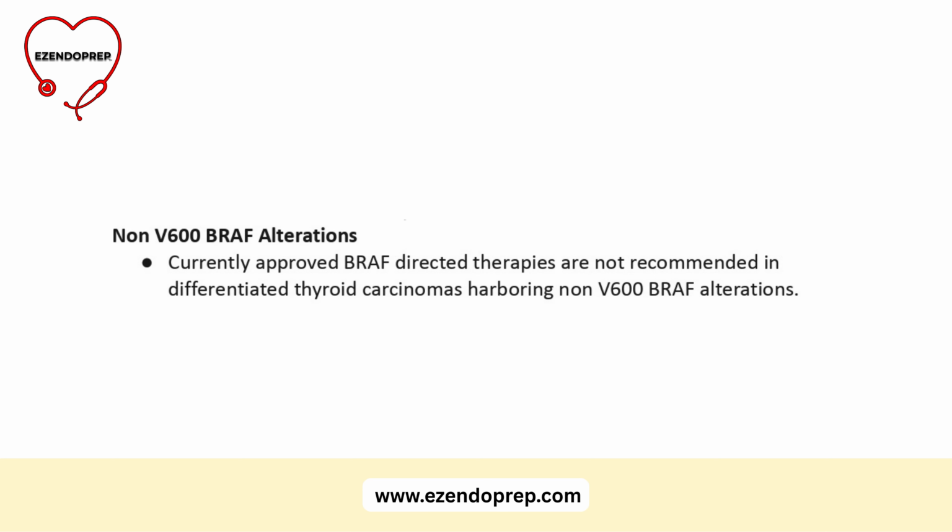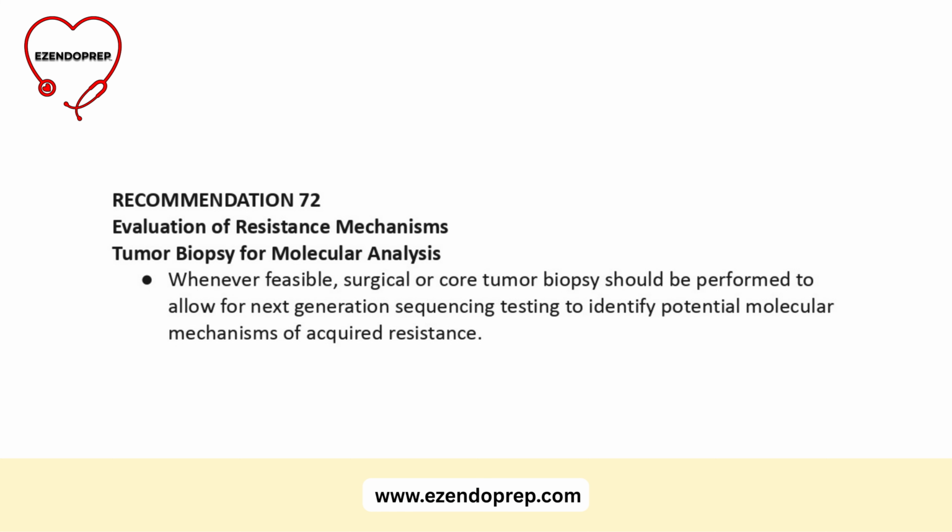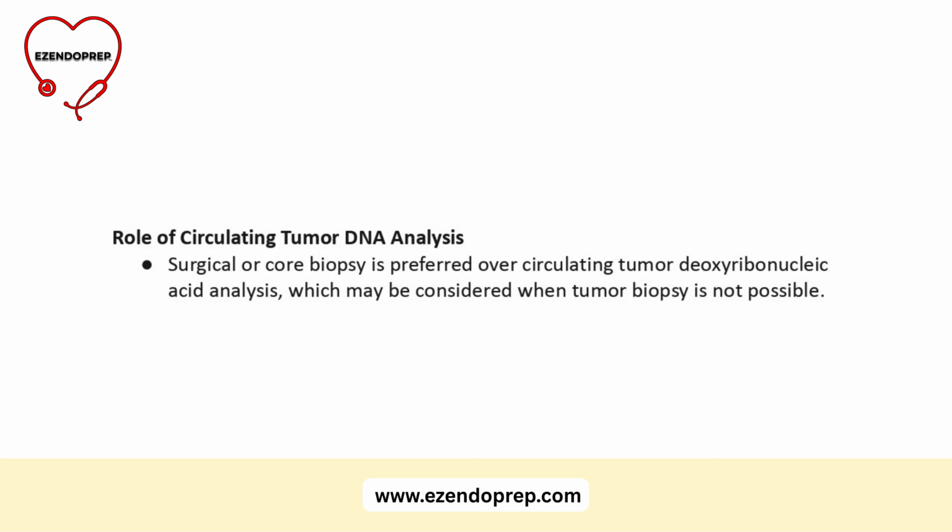It's also important to note that the currently approved BRAF-directed treatments are not recommended for thyroid cancers that carry non-V600 BRAF alterations. If another actionable mutation is identified, patients should be referred to a clinical trial, if available, or managed with lenvatinib. And finally, whenever possible, obtain a surgical or core biopsy for next-generation sequencing to uncover resistance mechanisms. If biopsy is not feasible, circulating tumor DNA may be considered as an alternative.